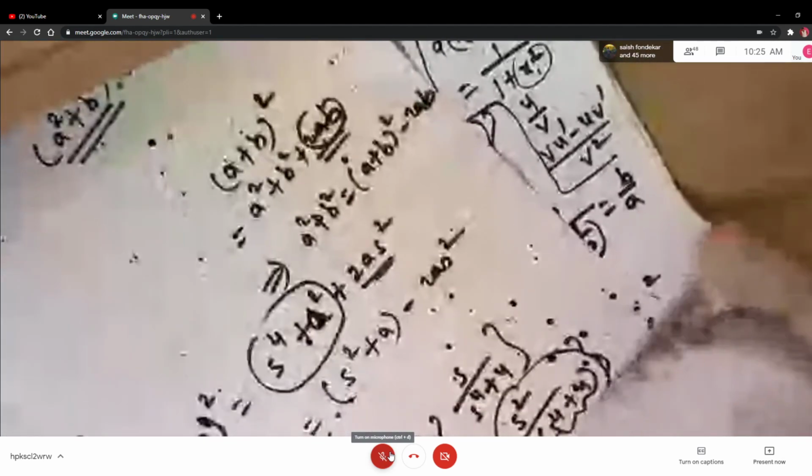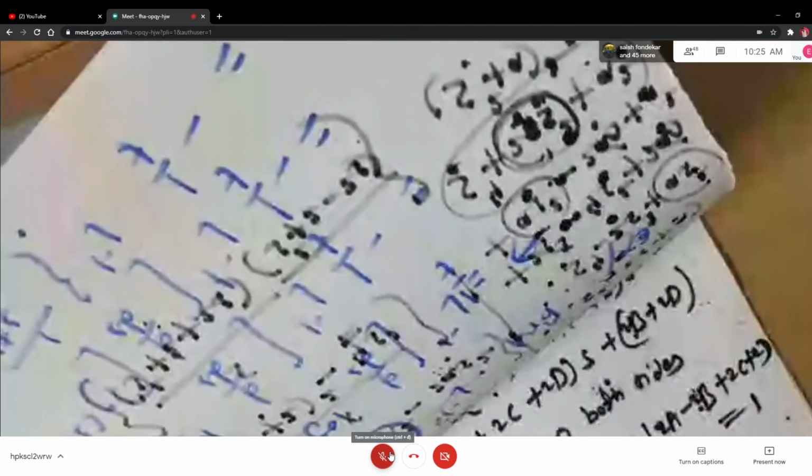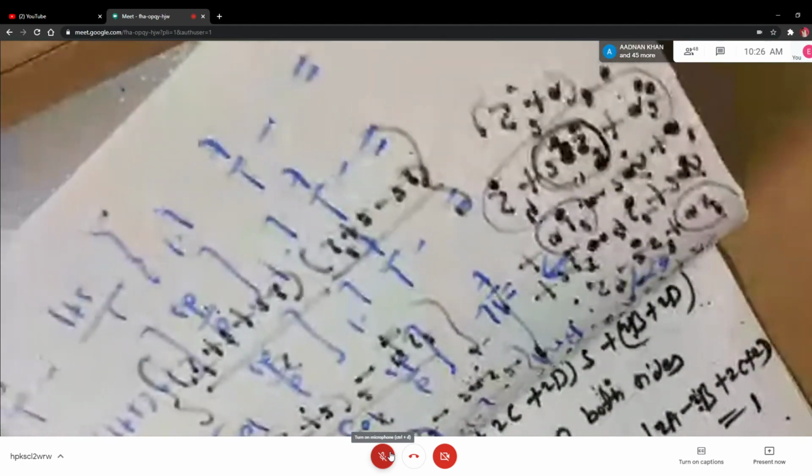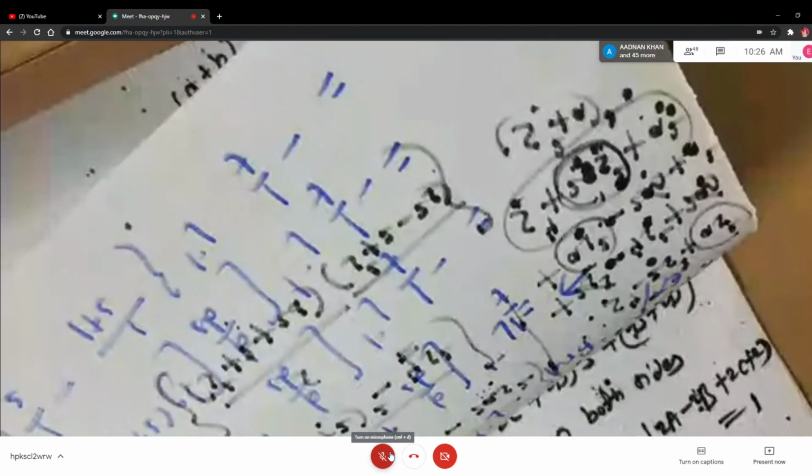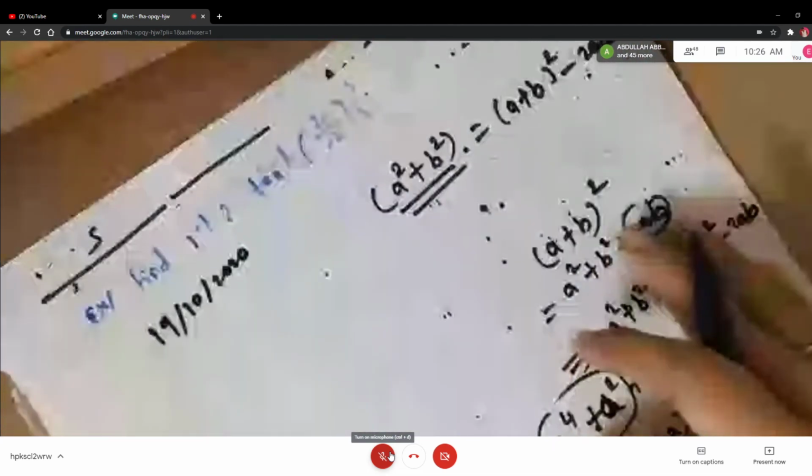Matrix method, if you can, in place of A, B, C, D you take X, Y, Z, W. Is it possible? Just try with the different methods and see what you get. Otherwise, next time we'll do.